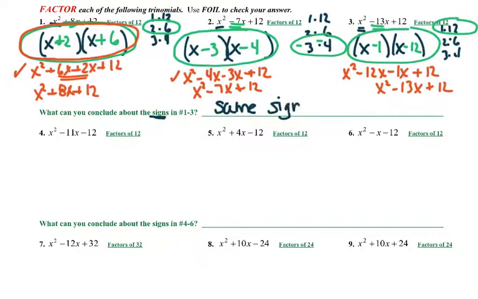We'll formalize that a little bit later, but I just want to notice that they're the same because they always were multiplying to a positive. Each time we had positive 12. So you either multiply to a positive, positive times positive, or negative times negative. So either way, we all had the same sign.